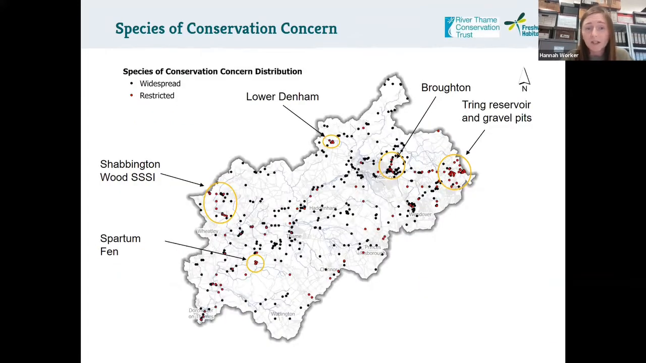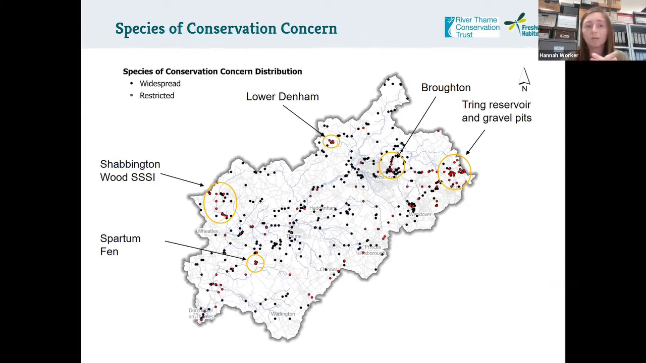And this is what that data looks like in the Thame Catchment. This is all of the data search with local record centres and potentially other local recorders that might be in the area, bringing this all into one map and breaking it down between widespread and restricted species. Widespread species might be things like great crested newt, so threatened but still quite prevalent across the landscape and quite good at dispersing and getting about.